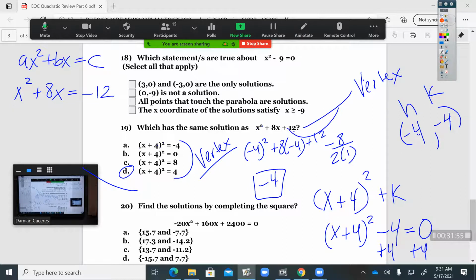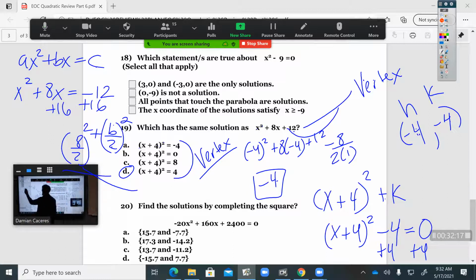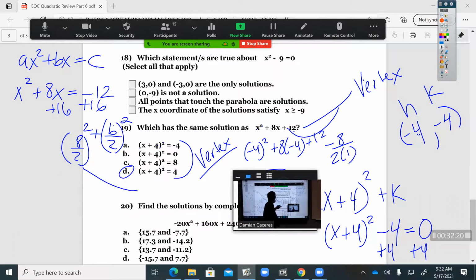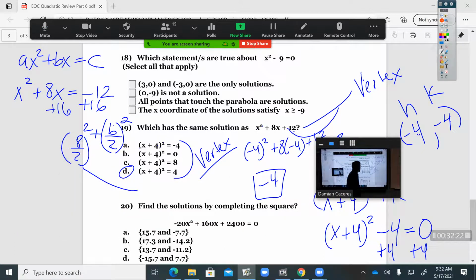You with me? Now I just add b over 2 squared to both sides. So 8 divided by 2 is 4. And 4 squared, 16. So I'm adding 16 to both sides. Everybody with me? Now on the left side, I have x squared plus 8x plus 16. And on the right side, I have positive 4.